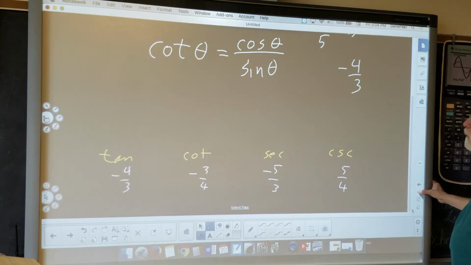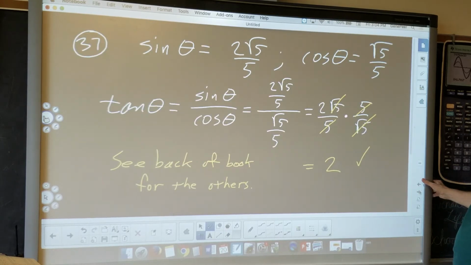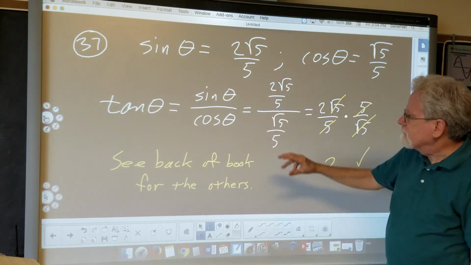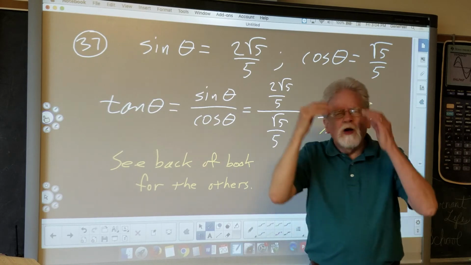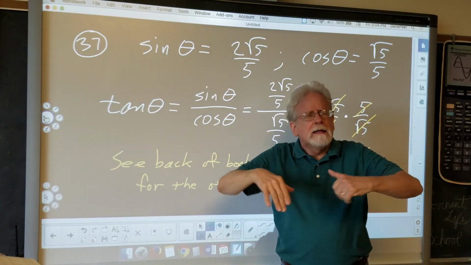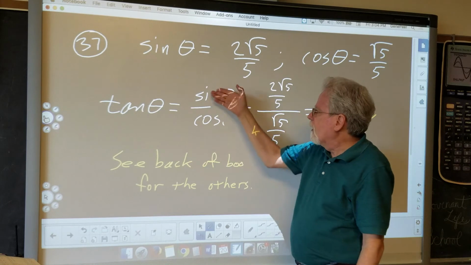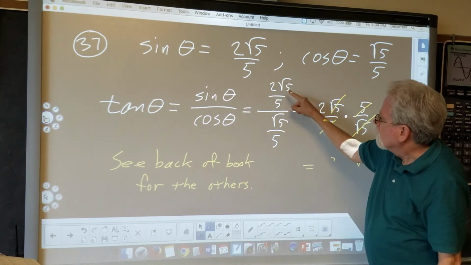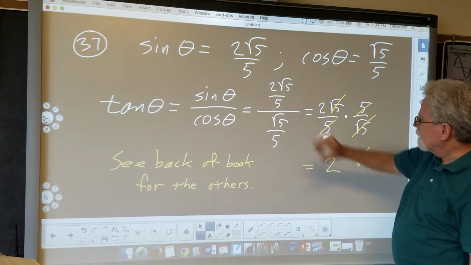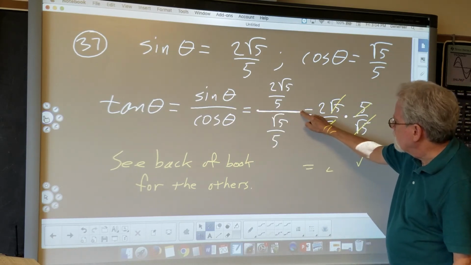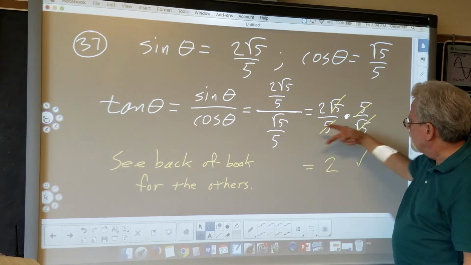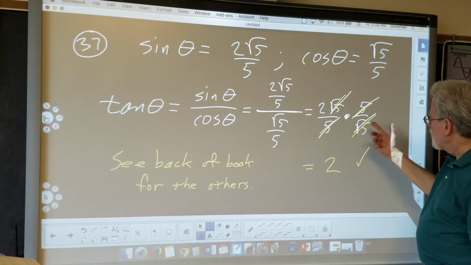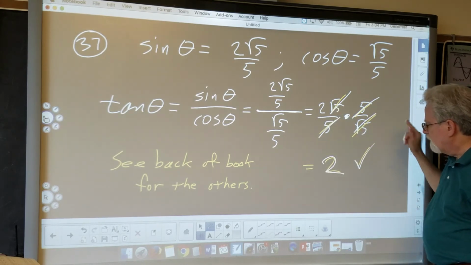Moving on to the next one, number 37. A little bit tougher because we're involving some radicals now. Tangent, again, is equal to what? Could it be sine over cosine? Yes, it could be. Tangent is sine over cosine, always has been, always will be. So we just take the sine and the cosine and make it a fraction, change the division into multiplication by the reciprocal. The 5's cancel, cool. The square root of 5's cancel, cool. We're left with nothing but 2. Very cool. Done.